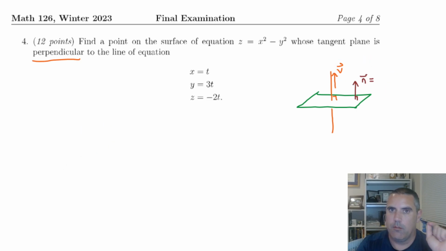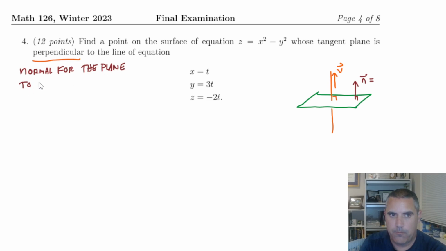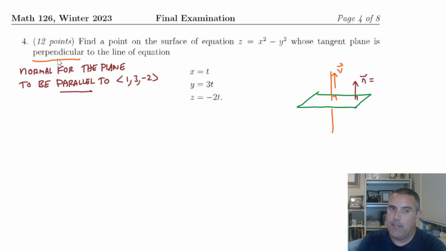Anyways, the first observation of this question is that I want the normal for the plane to be parallel to the direction vector for the line, which is 1, 3, -2. Again, I know that that says parallel and that says perpendicular, but that's about lines and planes. So if the line is perpendicular to the plane and the normal is perpendicular to the plane, then they're parallel. That's the moment that students are getting confused about.